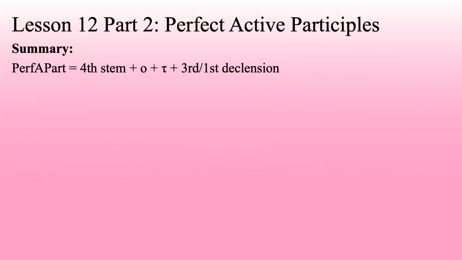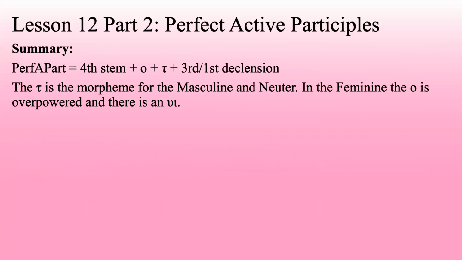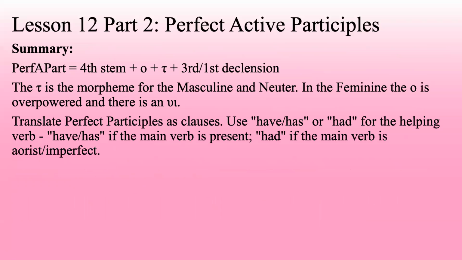The summary: perfect active participle equals fourth stem plus omicron plus tau plus third and first declension endings. The tau is the morpheme for the masculine and neuter. And then in the feminine, the omicron is overpowered and there's the upsilon iota. Translate perfect participles as clauses. Use have or has or had for the helping verb: have or has if the main verb is present, had if the main verb is aorist or imperfect.